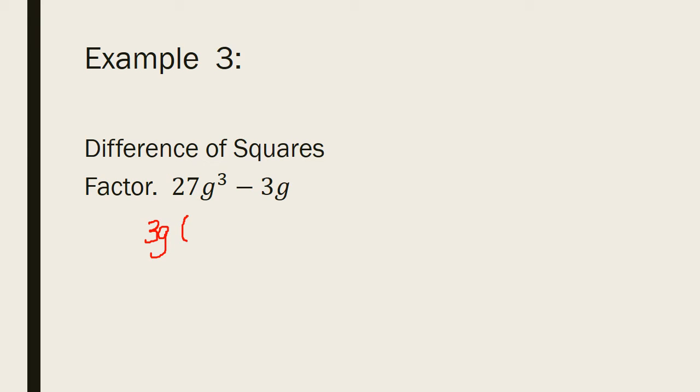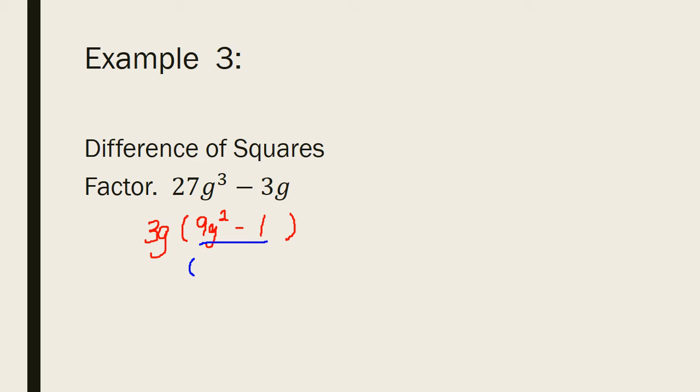And then remember, when you do GCF, you get one set of parentheses. And then divide each term by that 3g, and that gives us 9g squared minus 1. And now looking inside the parentheses there, we have 9g squared, which is a perfect square. We've got a 1, which is a perfect square, and they're separated by that minus sign, so we can go ahead and factor that even more. So we're going to take this right here and factor it. It's a difference of squares.